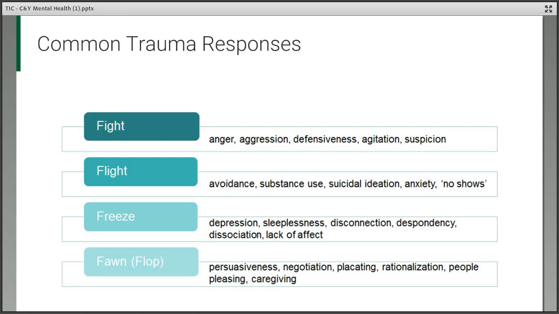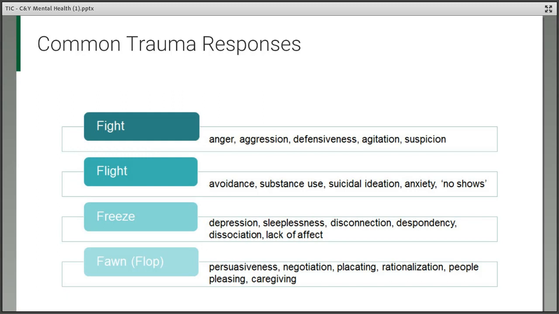So fight and flight are pretty self-explanatory. This is basically the orientation of our brain and our nervous system to responding to that sense of threat, that sense of threat to life and limb, and it may be triggered in seemingly unrelated circumstances or out of context. And so fight, these folks tend to be oriented towards fighting their way out of a situation. That can be through things like anger and aggression. They may become defensive. They may be quite agitated, or they may be really suspicious of others. And those are just some examples of it.